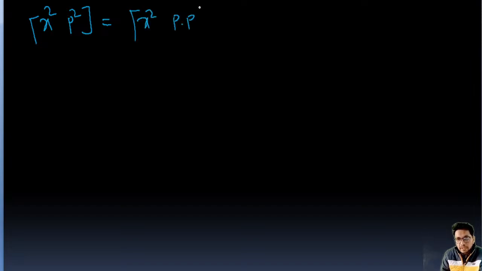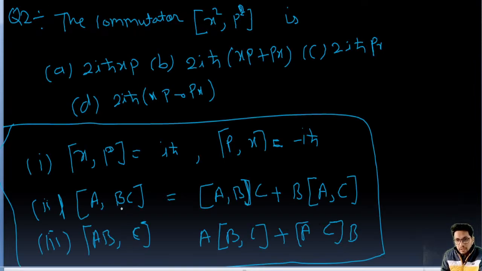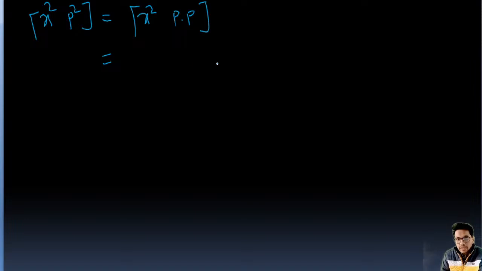So now we'll solve it. This is x square comma p square. So we can write x square comma p into p, right? Then we'll open it by this property, commutator a comma bc. We'll write this as x square comma p, then p, plus p into x square comma p.